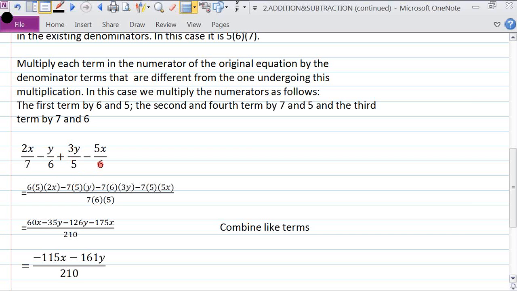And the same here, 6 appears here, so I'm going to multiply the top of that by 7 and 5. So here you see 7. If I take 7 times 6 times 5 and divide by 7, I get 6 times 5. If I take 7 times 6 times 5 and I divide by 6, I'm going to get 7 times 5. So that's how to do it.